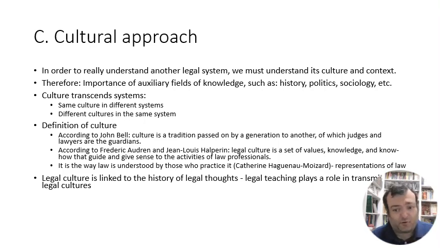How was culture defined? This is a very difficult task, in fact, how to define culture. So John Bell tried to define it as a tradition passed on by a generation to another, and of which judges and lawyers are the guardians. Frédéric Audran and Jean-Louis Alperin have a different or a similar, close definition, which is legal culture is a set of values, knowledge, and know-how guiding the activities of law professionals and giving sense to their activities. So we can say it is how one people, how one culture represents itself in its representation of law inside one community.